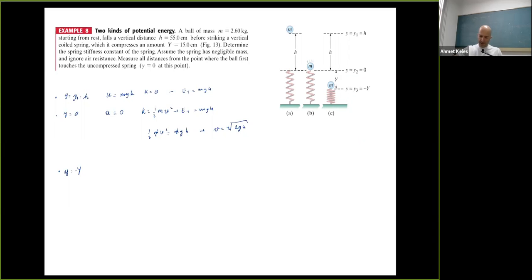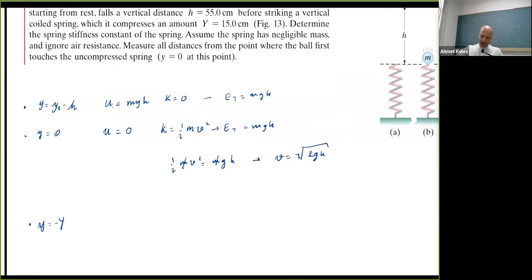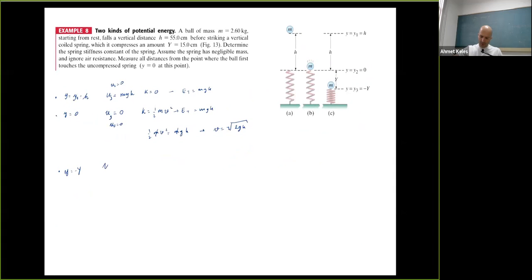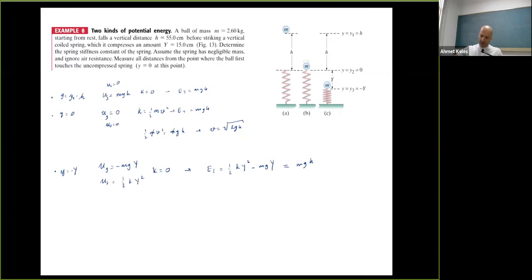So now, maybe I can write it like this. So this was U gravitational, this is U gravitational, and here U spring was 0, here U spring was 0, right? Now U gravitational is equal to what? Minus mgy, and U spring is equal to 1/2 k y squared, and kinetic energy is 0. So E total is equal to 1/2 k y squared minus mgy. This should be conserved, and we know what this total is. It's equal to mgh, and I can solve this equation for k, right?